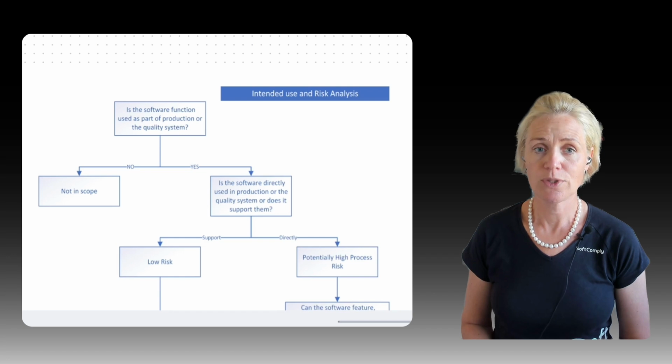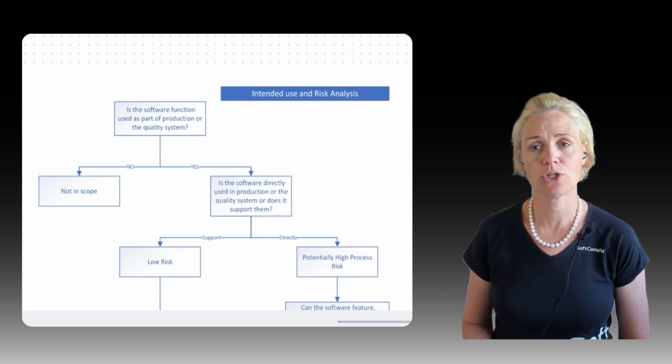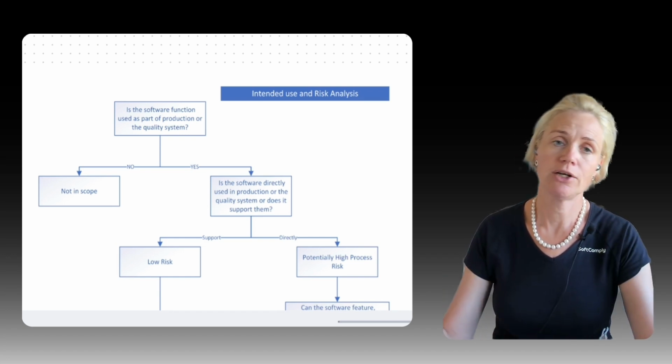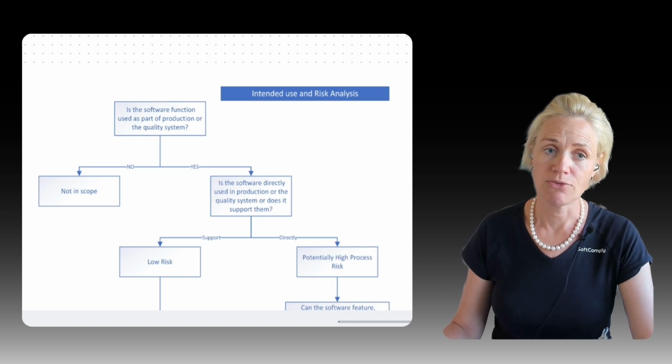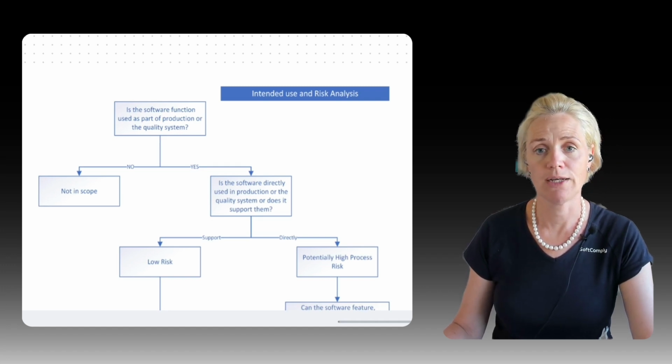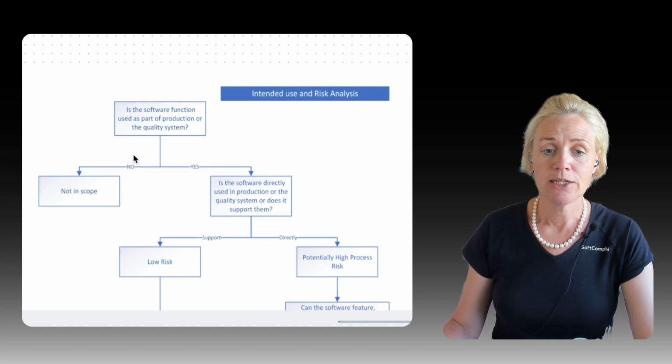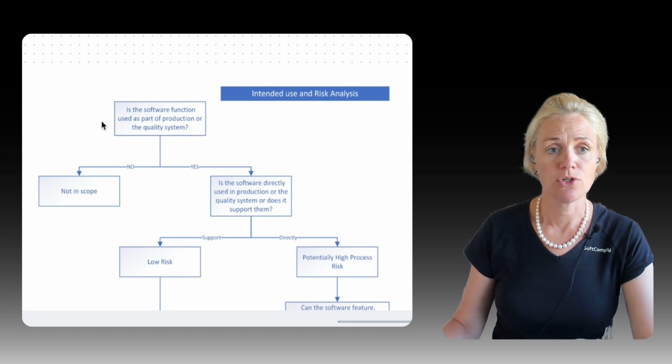In other words, you will need to assess the main functions of your software tools and evaluate whether failure of a software function may compromise your device quality. If yes, you will need to include them in your validation testing. Basically, you need to assess if a software function is used as part of production or quality system.